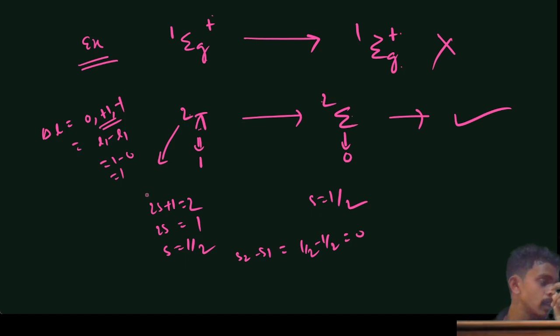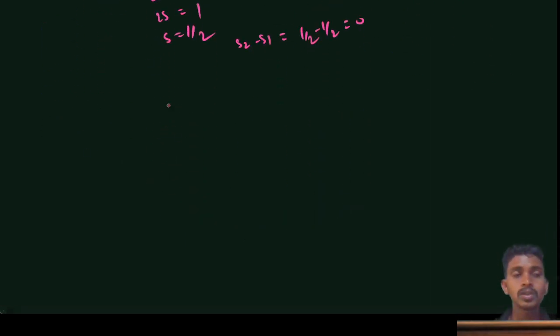Similarly we can check whether delta L is satisfying or not, that is plus minus 1 or 0, and delta S always has to be 0, and positive to positive or negative to negative is only allowed for sigma terms. Then G to U is allowed, but G to G or U to U is not allowed. So these conditions we have to look at.